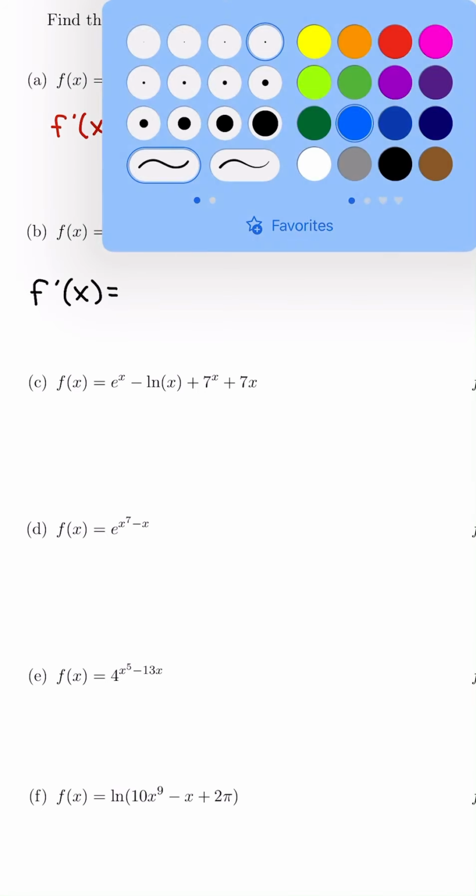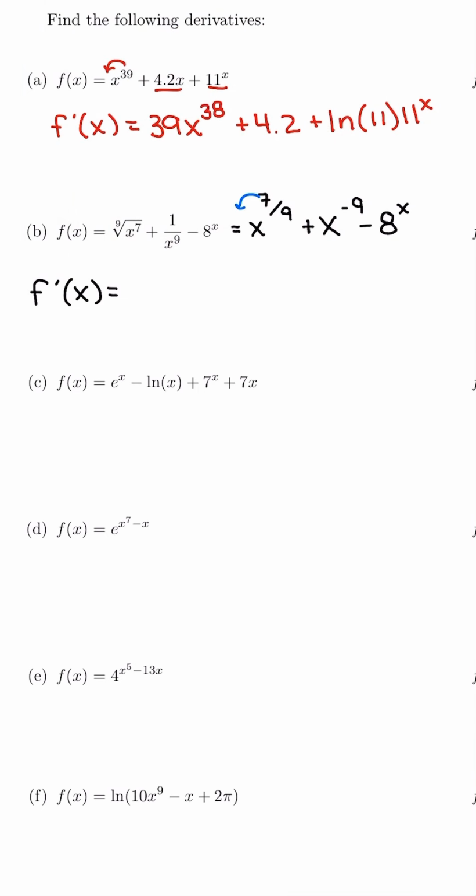For the first two terms, I'm going to bring down the power and subtract one from the power, just like we did with the x to the 39th above it. We're going to bring down the 7/9 and raise x to the 7/9 minus 1. 7/9 minus 9/9 is going to give me negative 2/9. Bring down the power again. We have negative 9. X to the negative 9 minus 1 is negative 10.